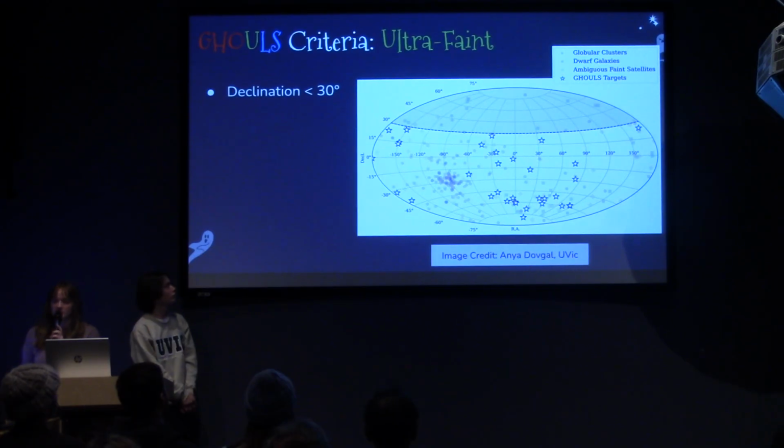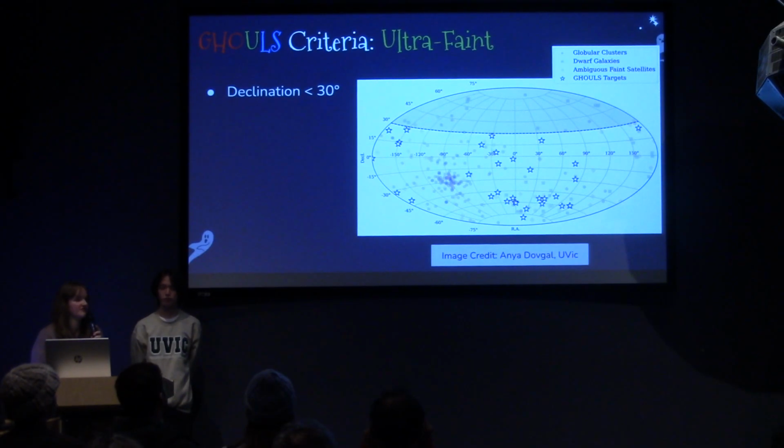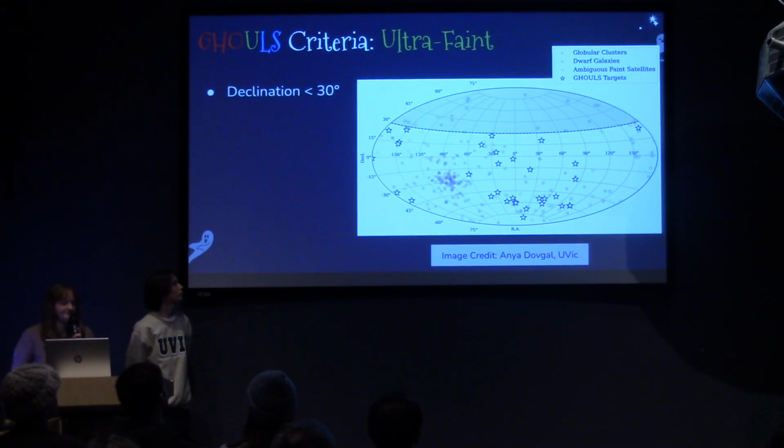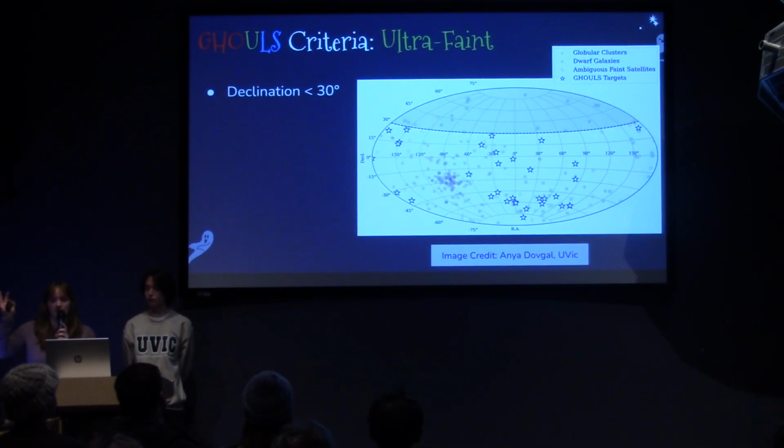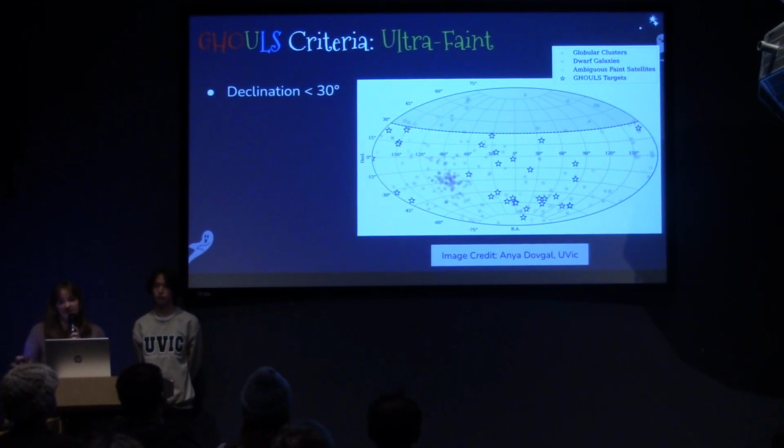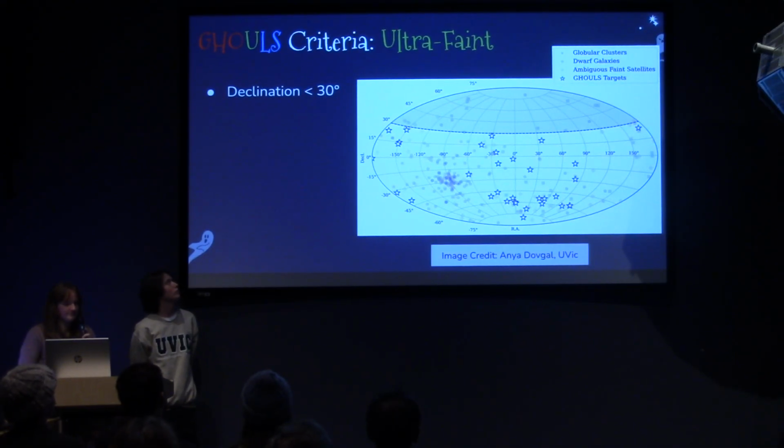Of course, the first one that we really need to consider is the fact that our telescope that's taking our observations is located in the southern hemisphere. It's in Chile. So that means that any stars or any form of a system that has a declination that's less than 30 degrees, so up in the northern hemisphere, obviously we can't see.